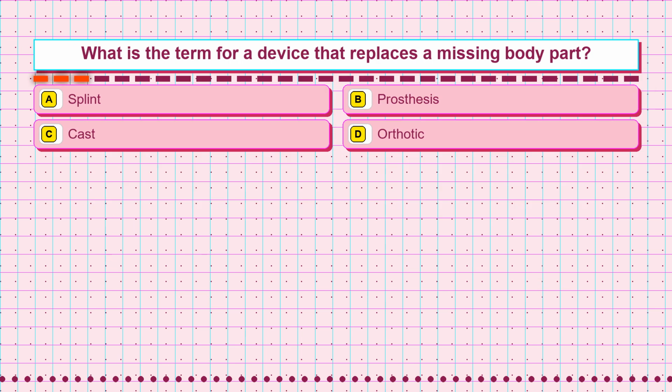Question 41. What is the term for a device that replaces a missing body part? Option A. A splint. Option B. Prosthesis. Option C. Cast. Option D. Orthotic.